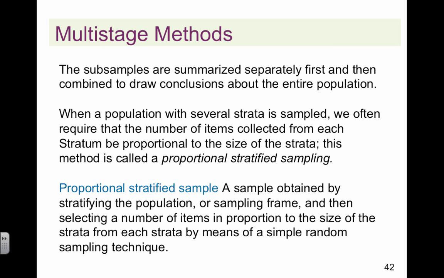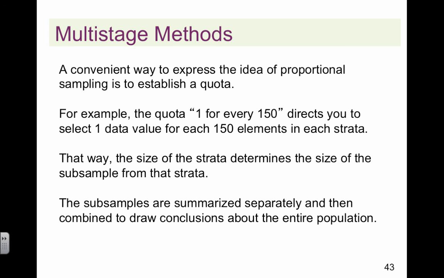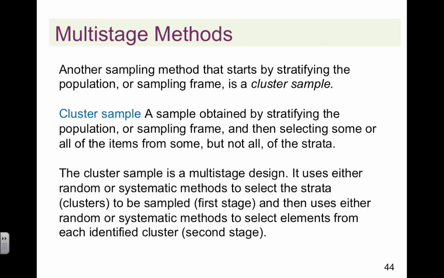If the things we pick from the strata are proportional, that's called proportional stratified sampling. That would mean if we were at a school where we had 100 seniors and 50 freshmen, we would take twice as many students from the senior class as we would from the freshman class.